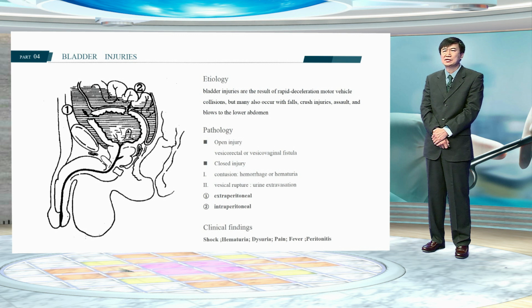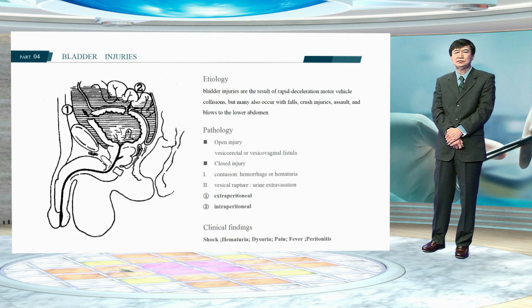Bladder injury can be classified into contusion and rupture. Contusion represents only mucosa and muscular layer damage. There is bleeding and hematoma, but no urinary extravasation. Bladder rupture can be classified into intraperitoneal, extraperitoneal, and mixed bladder rupture. It can lead to urinary extravasation and bleeding.